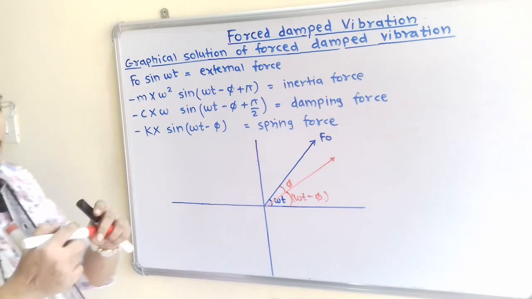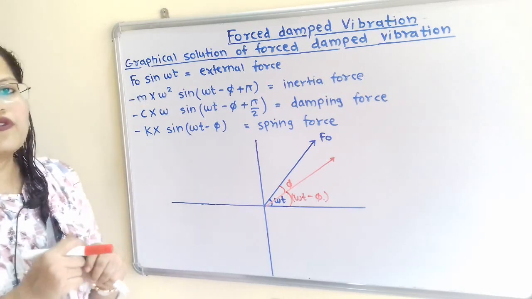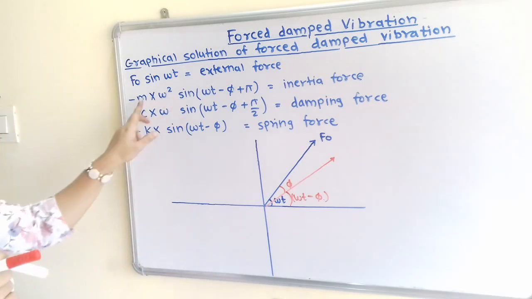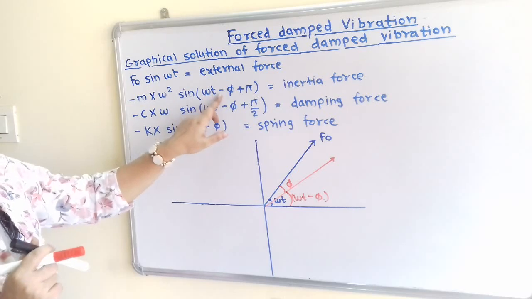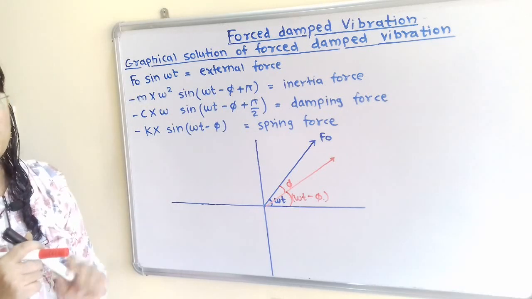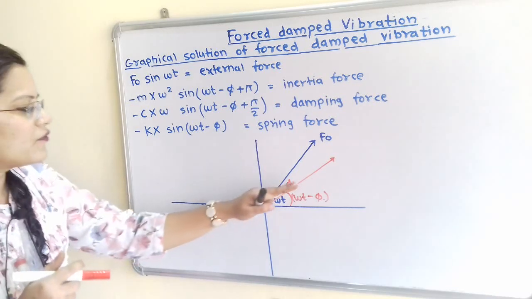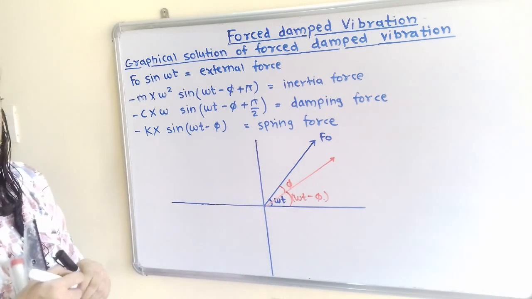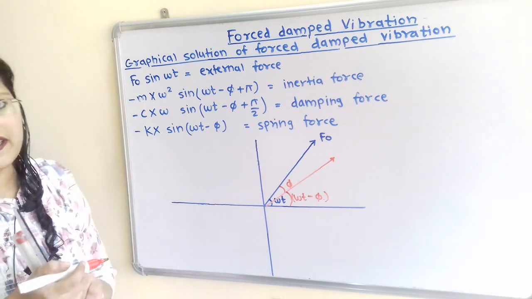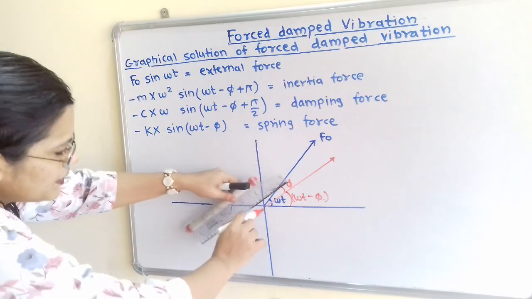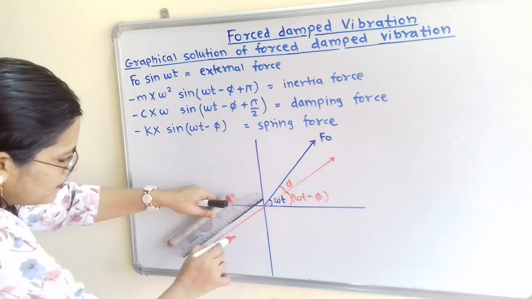Now we will move to the next force, that is the inertia force. So how to plot this inertia force? If we observe the angle for inertia force, it is omega t minus phi plus pi. Plus pi means plus 180 degree. So when we add 180 degree, we have to draw one line adding 180 degree in the anti-clockwise direction. Then the line will be in the third quadrant.